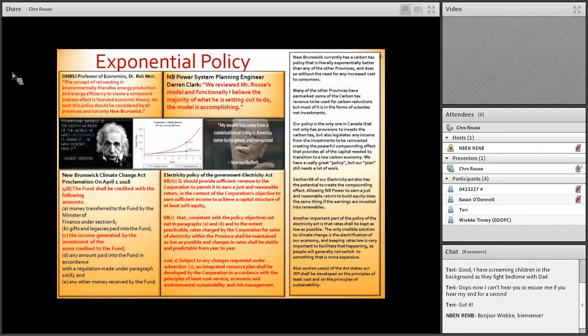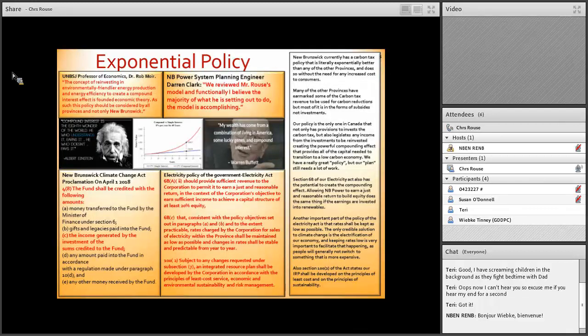I know almost every Canadian can retire a millionaire if they start making investments in RSPs earlier in their career. It takes some time for it to work, but given enough time, almost every Canadian can retire a millionaire using this concept. So many of the other provinces have earmarked some of the carbon tax revenue to be used for carbon reductions, but most of it is in the form of subsidies, not investments. We're the only one that has this really important piece.